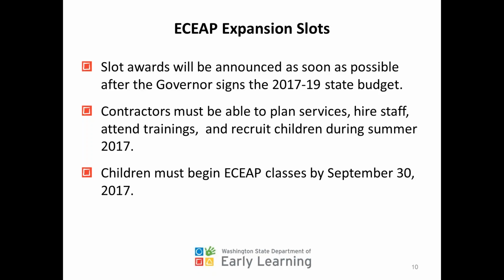Expansion slot awards will be announced as soon as possible after the governor signs the 2017-19 state budget. The current legislative session is predicted to run into June this year. Contractors must be able to plan their services, hire staff, attend DEL trainings, and recruit children during the summer of 2017. If you're awarded slots, it'll be critical to have staff start working on ECAP right away. And then children must begin ECAP classes by September 30th. We intend to keep this as a priority, even if legislative session runs a bit later than expected.